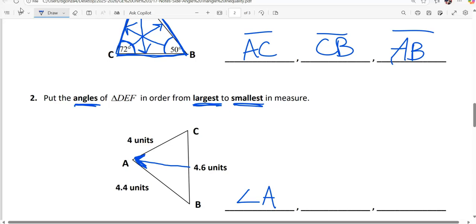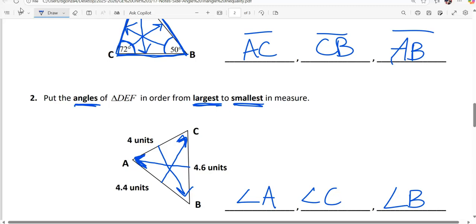Which one is the middle one, 4 or 4.4? We go from 4.6 down to the next largest, 4.4. So starting at this side, I draw an arrow straight across. What is the name of that angle? Angle C. And then the smallest side, 4, straight across, is angle B. Angle A, angle C, and angle B. In order, the order they ask for.